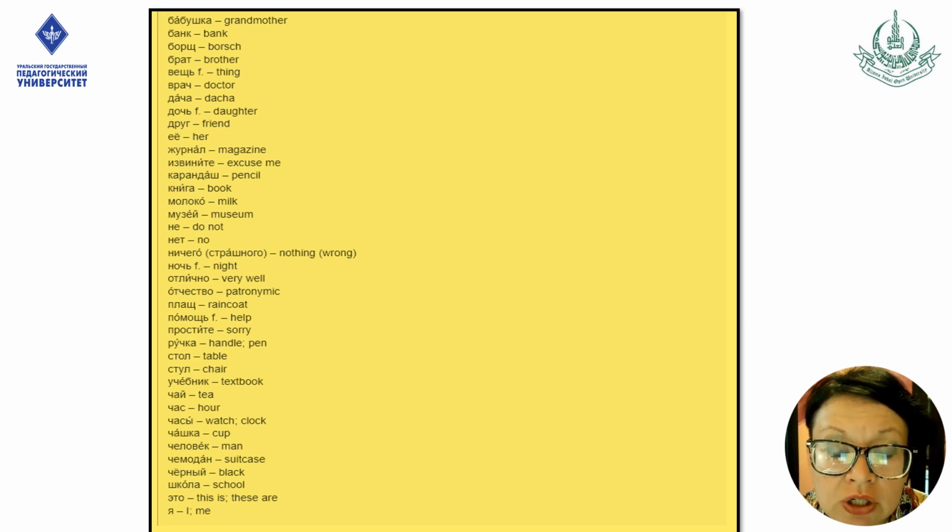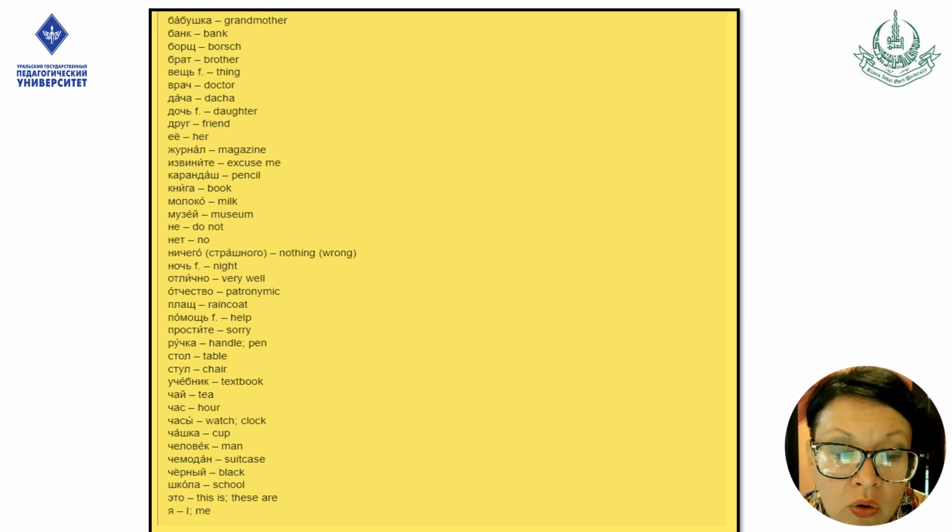Don't forget that in Russian it's possible to use both не and нет in one sentence. Double negation не, нет is possible in Russian. Нет. Ничего страшного. Ночь. You see marks of gender: feminine. It ends in a soft sign, but it's feminine. Ночь. Отлично.